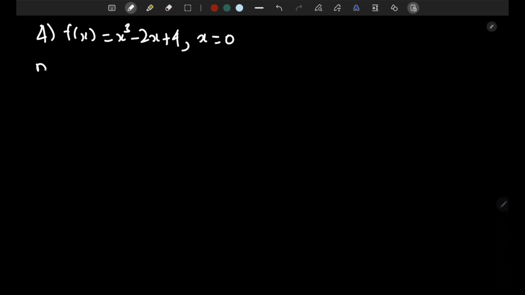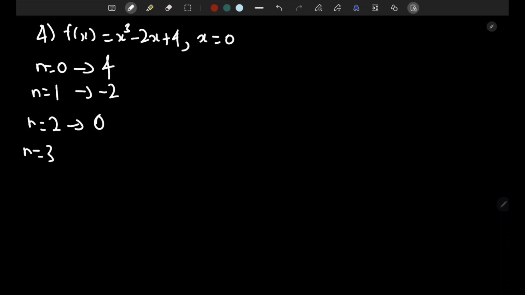When n is equal to 0, the original function, you substitute 0 and you get the answer 4. When n is equal to 1, you just do the derivative and you get negative 2. When n is equal to 2, you get the answer 0. When n is equal to 3, we have the answer 6.